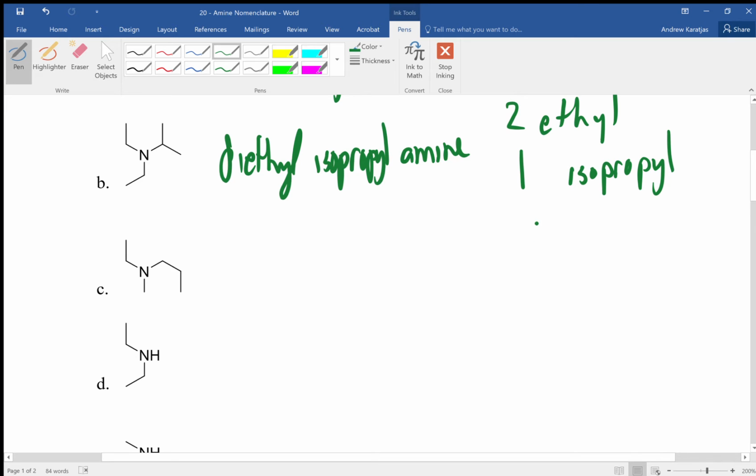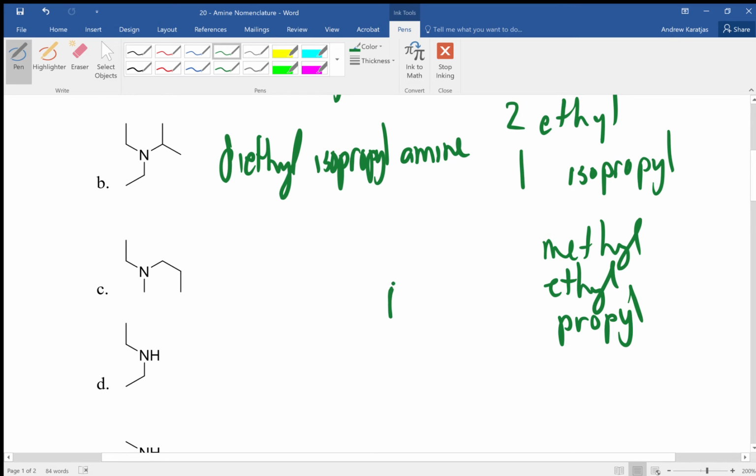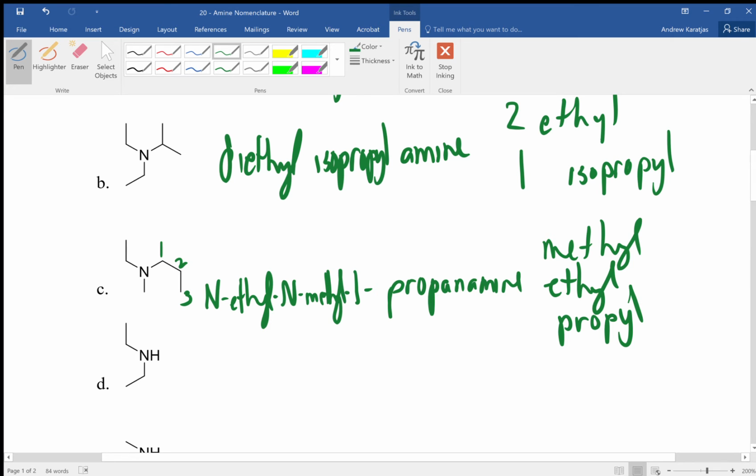Now Part C is a little more complex. We have a methyl, an ethyl, and a propyl. And with 3 different groups, we don't usually use common names. So we would use the longest one, say propanamine, and we number it starting at the amine end, so 1-propanamine, and then we'd have N-ethyl, N-methyl. That tells us we have a methyl that's attached to the nitrogen, as well as an ethyl that's attached to the nitrogen.